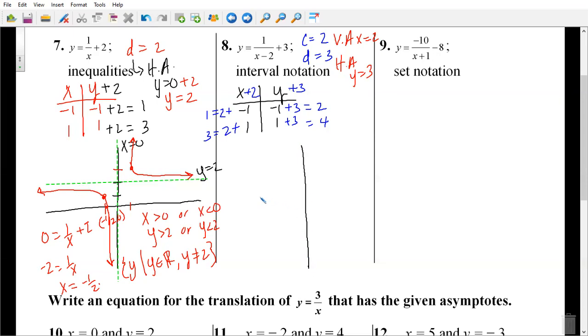Perfect. All right, so I'm going to put in my asymptotes. I have a vertical asymptote at 2 and a horizontal asymptote at 3. So vertical at 2, horizontal at 3.